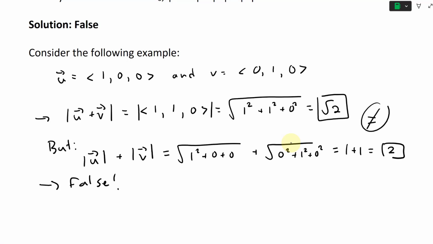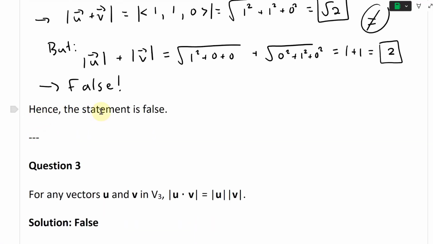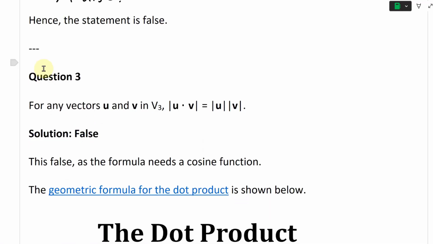Yeah, so this is a false statement. Just type it out. So hence the statement is false. All right, so now let's take a look at question 3.